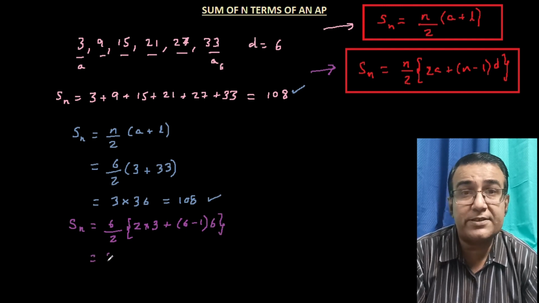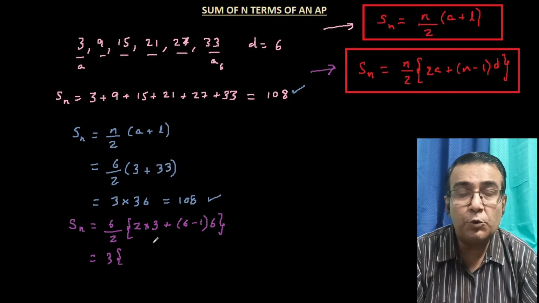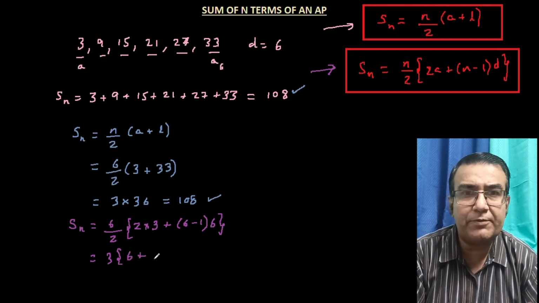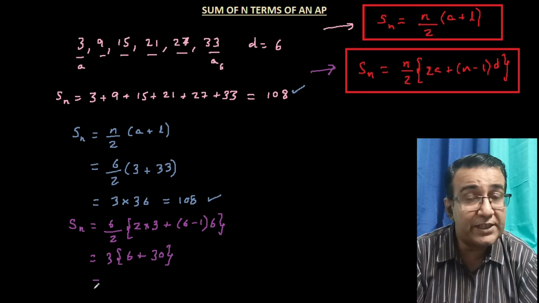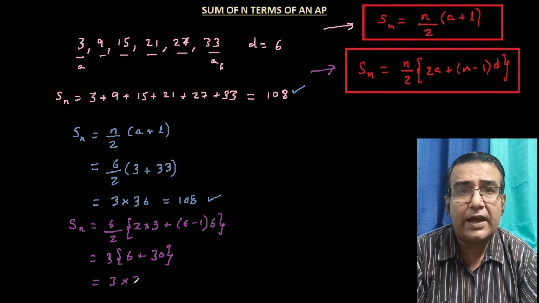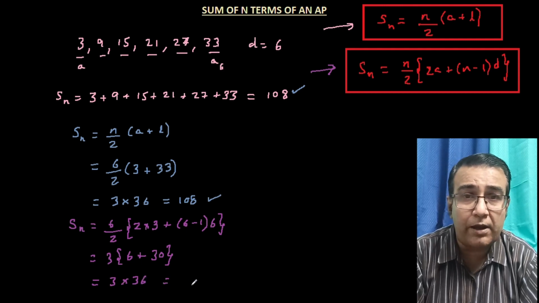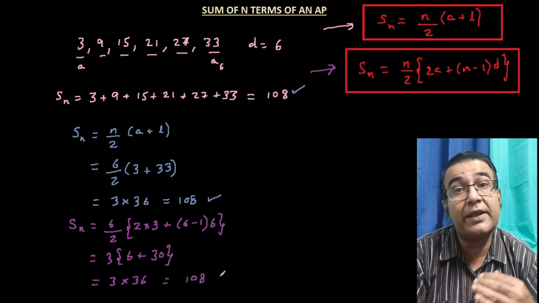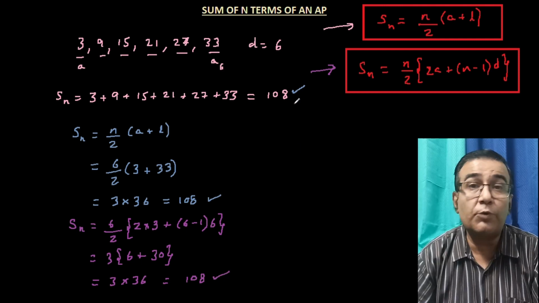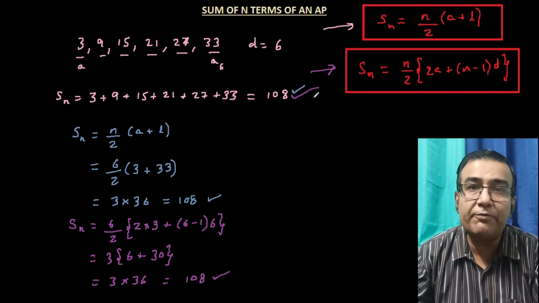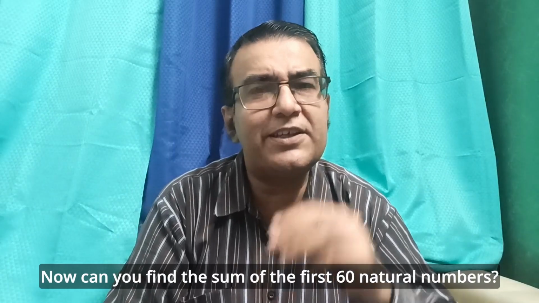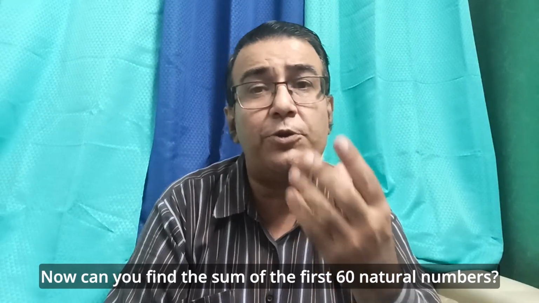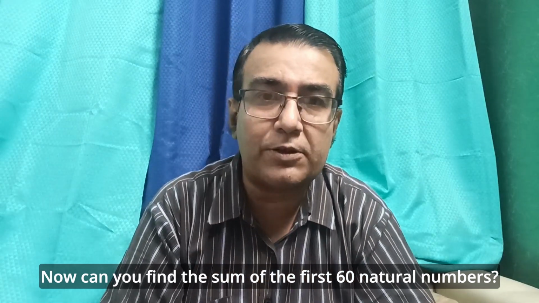Simplifying further, 6 over 2 is 3. 2 times 3 is 6, so it becomes 6 plus 5 times 6, which is 30. So we get 3 times 6 plus 30, which is 36, and 3 times 36 is again 108. So we are getting 108 again. Whatever formula we use, or if we calculate it manually, it gives us the same result. Isn't it really easy to use the formula and find the result?